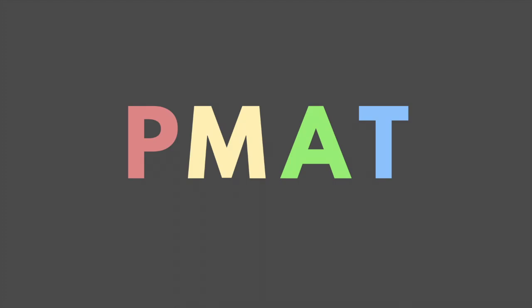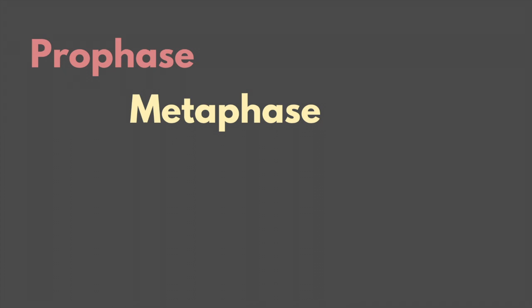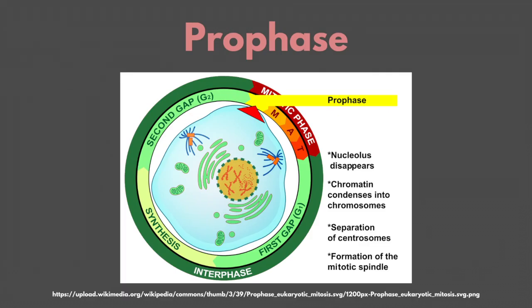A helpful acronym to help you remember the steps of mitosis is PMAT. The P stands for prophase, the M stands for metaphase, the A stands for anaphase, and the T stands for telophase. During prophase, the nucleolus disappears, chromatin condenses into visible chromosomes, the centrosomes separate, and the mitotic spindle forms.